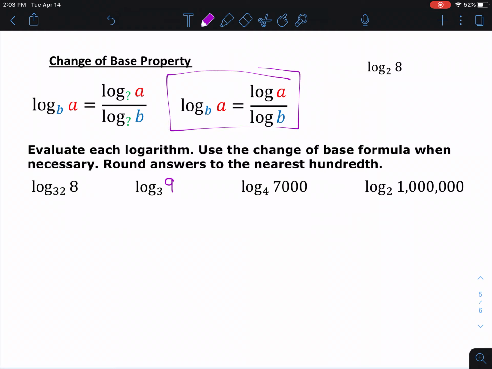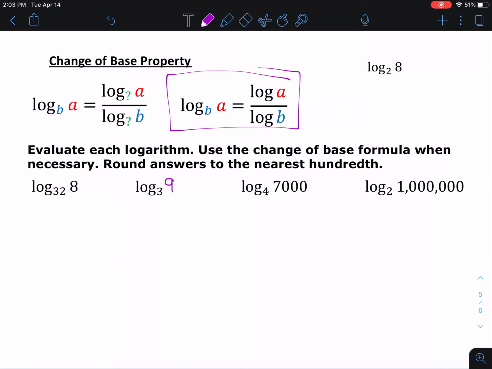So if you're trying to figure out what a logarithm is equal to, or evaluate in other words, and you're not really sure what to do or what it equals, you don't want to play around on your calculator, you can use this to figure it out.